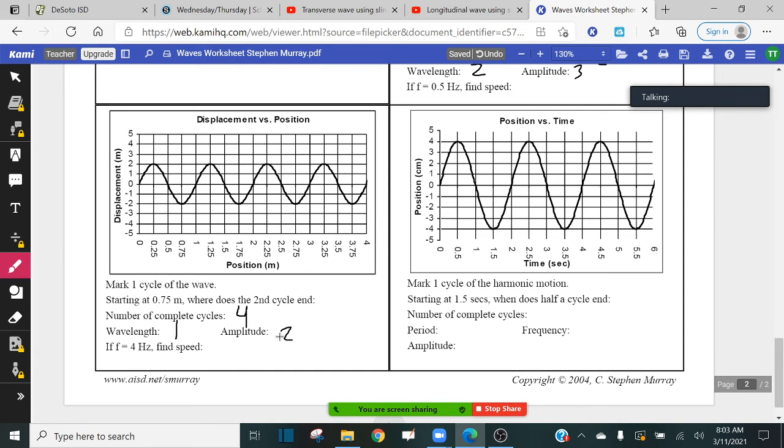Okay. Let's look at this last one right here. It says, starting at 1.5 seconds, when does the half cycle end? Notice on this graph, along our x-axis, instead of plotting meters, we're actually plotting time, because at the bottom it asks for period and frequency, so that's why they gave us a time here. But let's start where it says, starting at 1.5, when does a half cycle end?